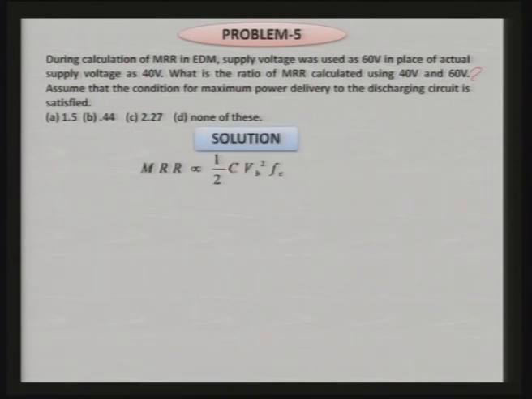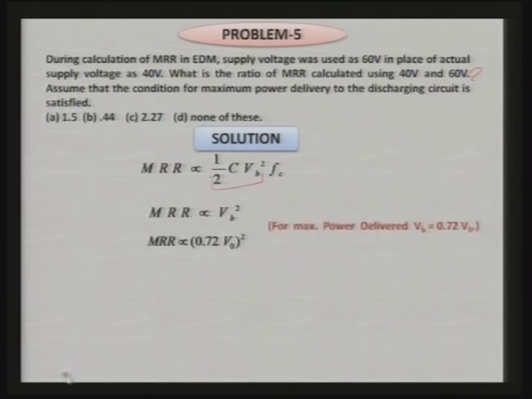MRR we know is proportional to 1 by 2 CVV square into FC. 1 by 2 CVV square is the energy supplied and FC is the frequency. So, we can see MRR is directly proportional to VV square, that is the breakdown voltage. We also know breakdown voltage is 0.72 V0, that is the supply voltage. So, this condition is satisfied, and VV can be written as 0.72 V0. For maximum power delivery, this condition is satisfied, which is given in the problem. So, MRR really becomes proportional to the supply voltage square.